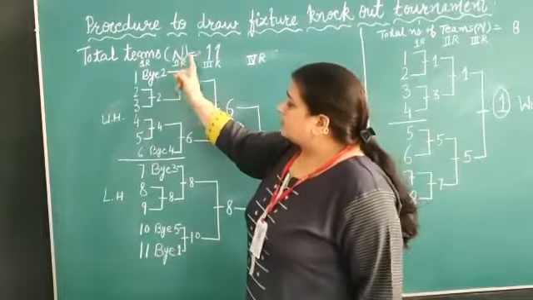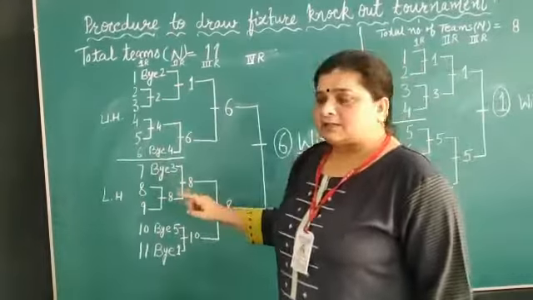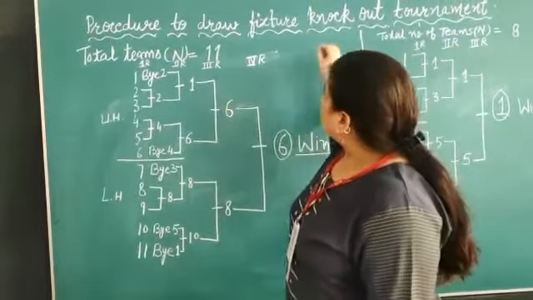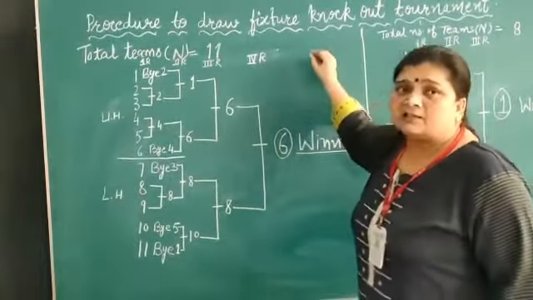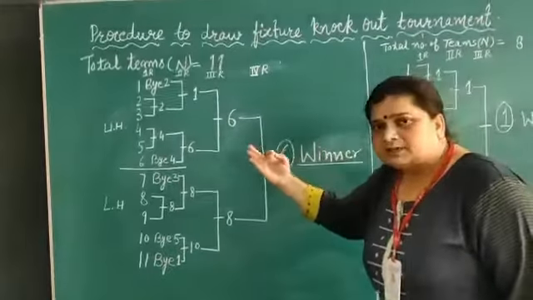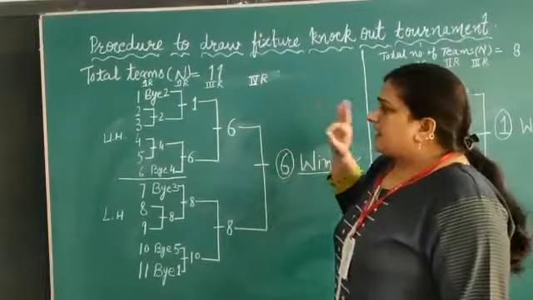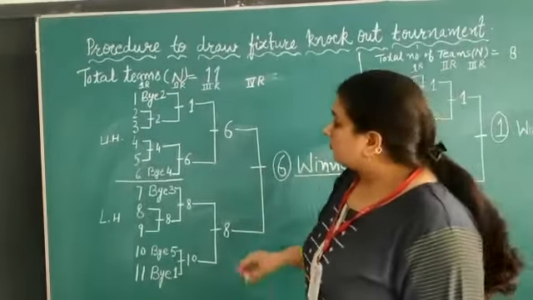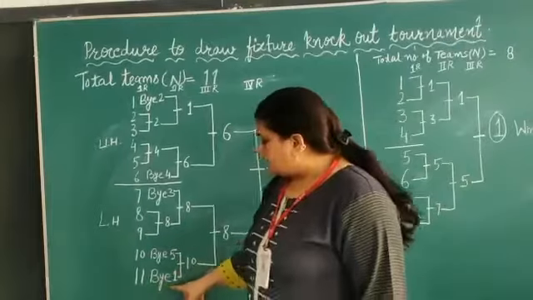In the upper half we always have the greater number of teams. Next, we are supposed to give the number of byes. The number of teams we were having was 11. The next power of 2 is 16. 16 minus 11 gives 5 byes. So the first bye is given to team number 11.